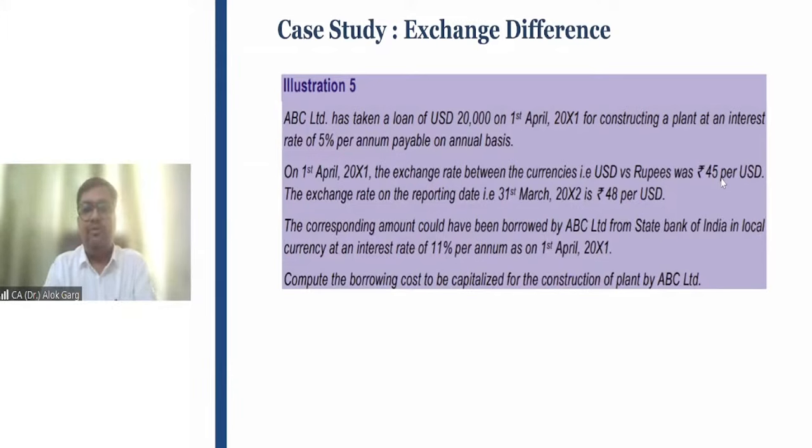Step number two, calculate exchange difference on foreign currency loan. What is your exchange difference on foreign currency loan? It is $20,000 multiplied by 48 minus 45. So 20,000 multiplied by 3 comes out to 60,000.